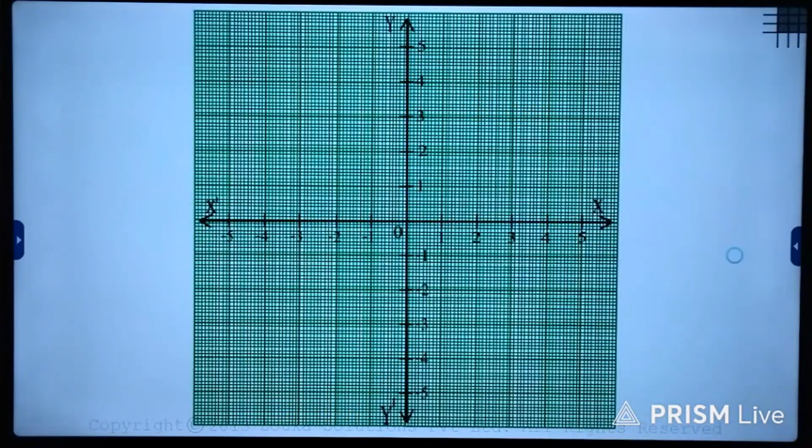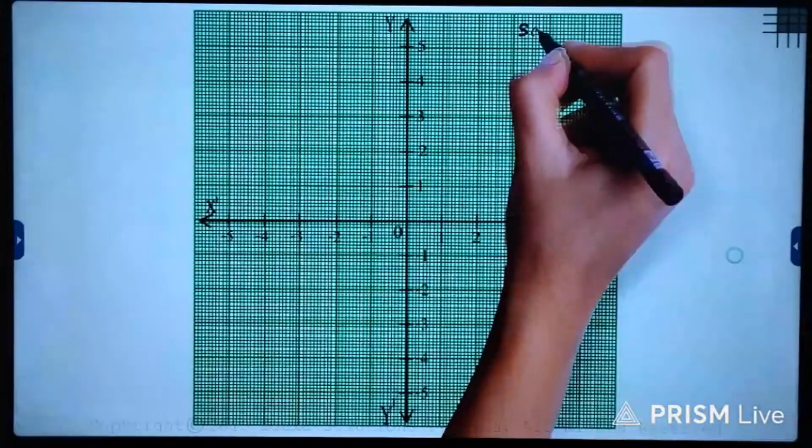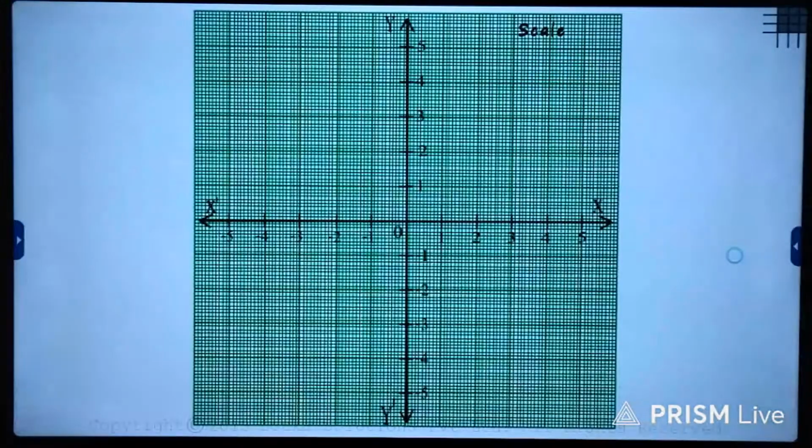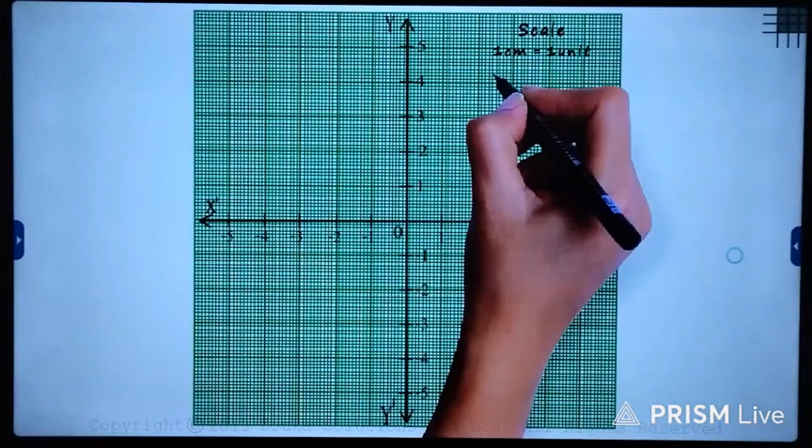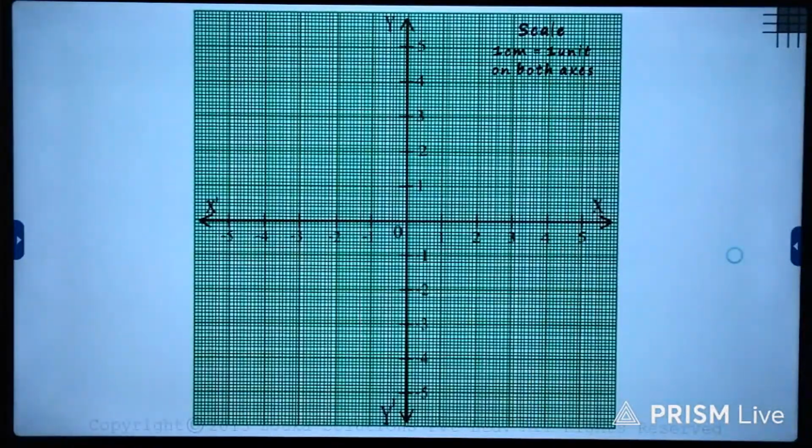Also, we have to remember something very important. We have to define every graph with a scale. We write the scale on the top right corner of the graph paper. In this graph, the scale says that 1 centimeter is equal to 1 unit on both the axes. X and the y axis together are called the xy axis.